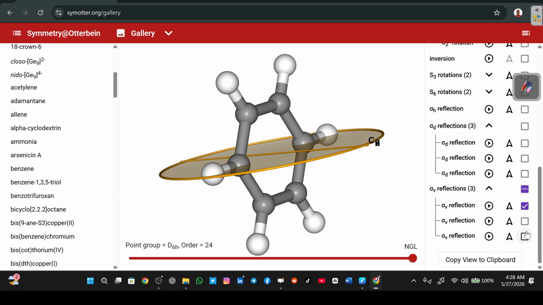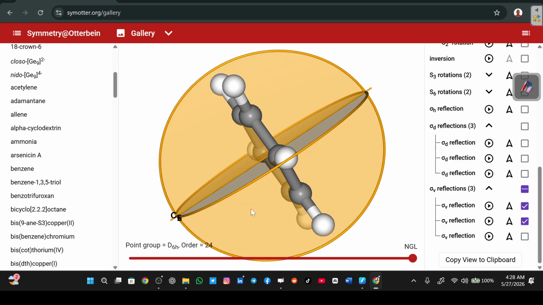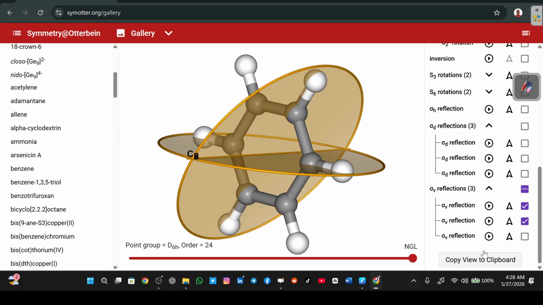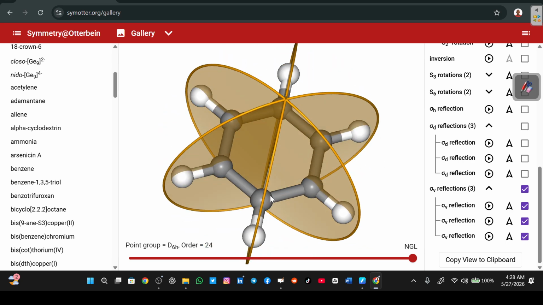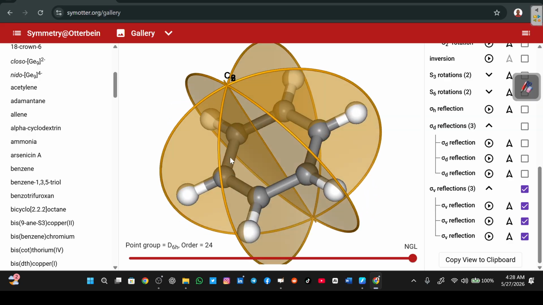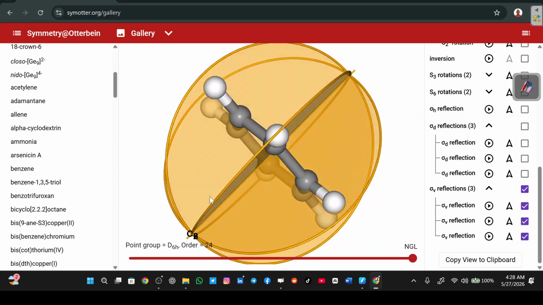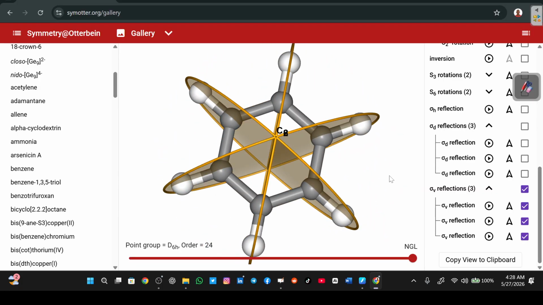The second sigma V is that. This is the second sigma V. The third sigma V is that. So we have tried really to show the operations that you can do. We have tried to really visualize these operations. So that's all we have for this benzene. It has 24 symmetry elements.